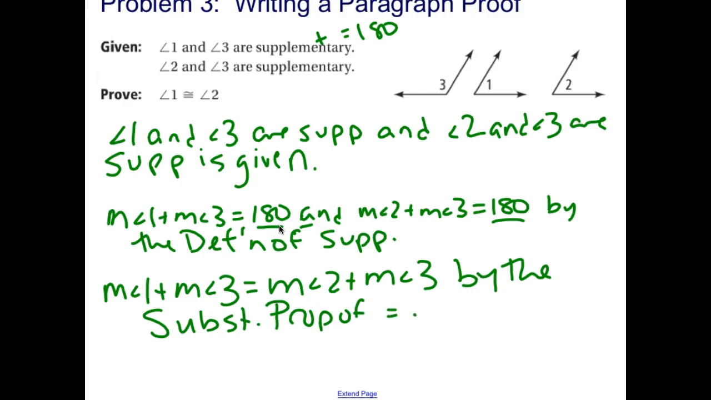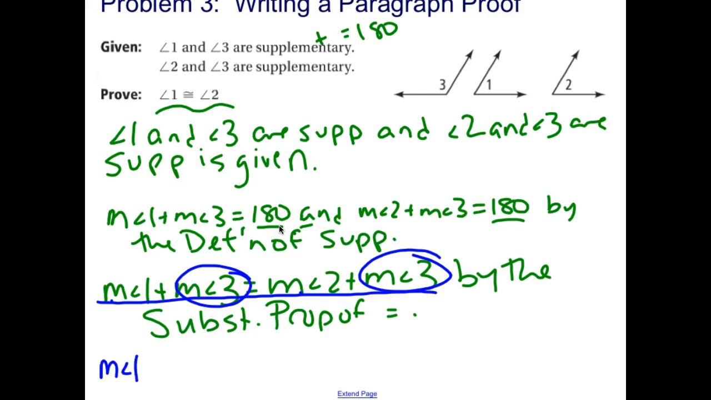Okay, so remember, our goal is to show that 1 and 2 are congruent. So somehow we've got this equation right here. We want to somehow get that to 1 being congruent to 2. Well, if 1 is congruent to 2, you can also talk about how 1 is equal to 2. And if you look in this equation, we've got a 1, we've got a 2, and they both have this 3. So maybe we get rid of that 3. It's on both sides. You can subtract it from both sides. So we're going to say the measure of angle 1, and we're going to get rid of that measure of angle 3, equals the measure of angle 2 by the subtraction property. I subtracted it from both sides.